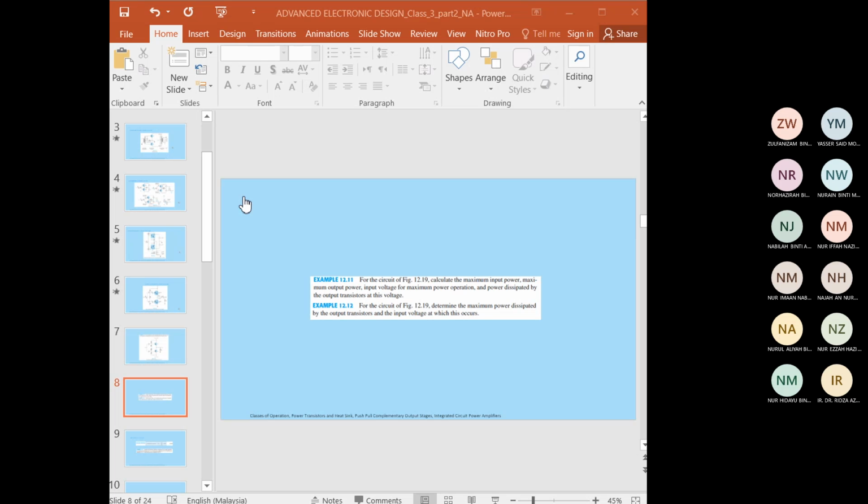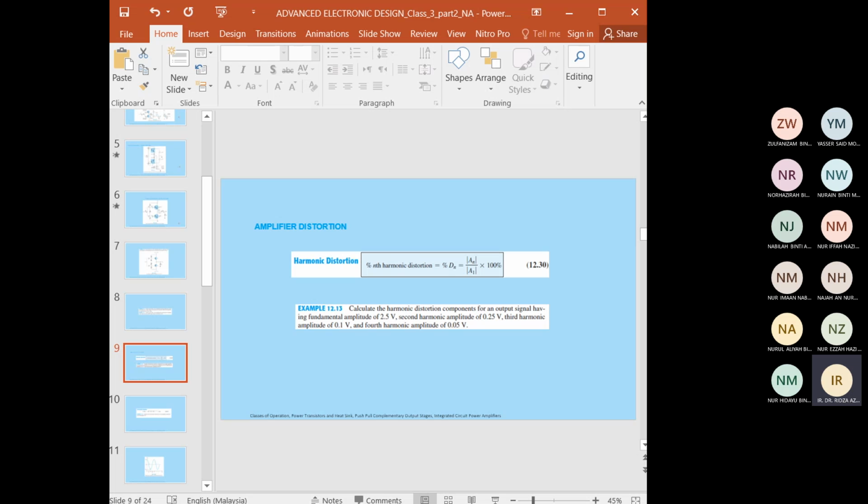21.3 watt. 21.3 watt. And 12.12 maximum dissipated power. 0.636 times 25 volt, 15.9 volt. Okay, so hopefully all of you can get the same answer.